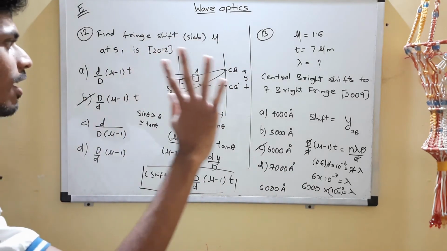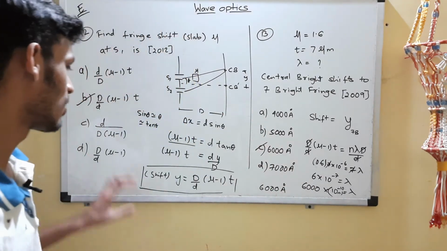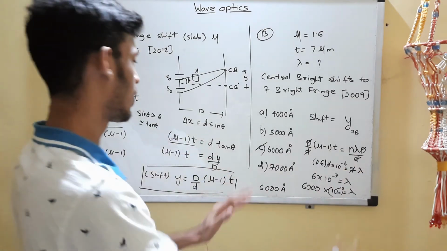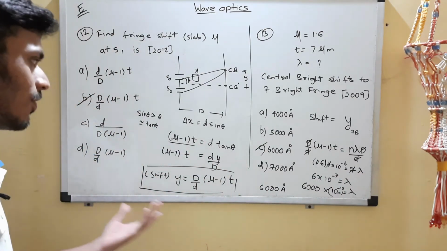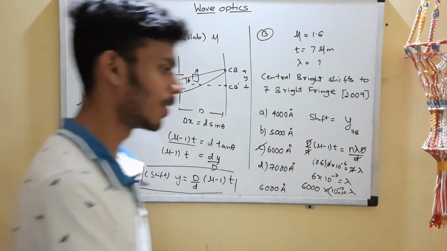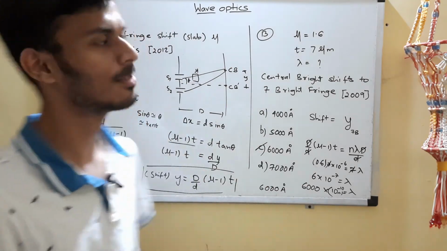So that's all from the easy category. I know this was a bit of an advanced concept. You have to remember this, this particular question, the shift due to a glass slab. Now that was all from the easy category. We'll move to the easy to moderate category now.